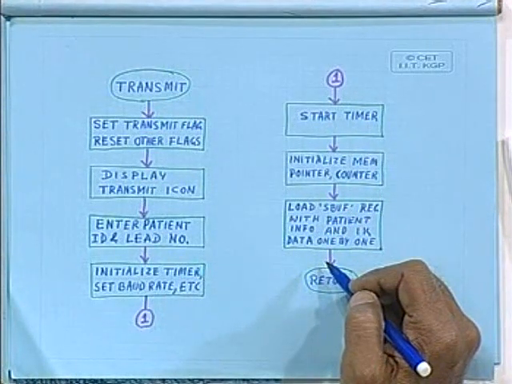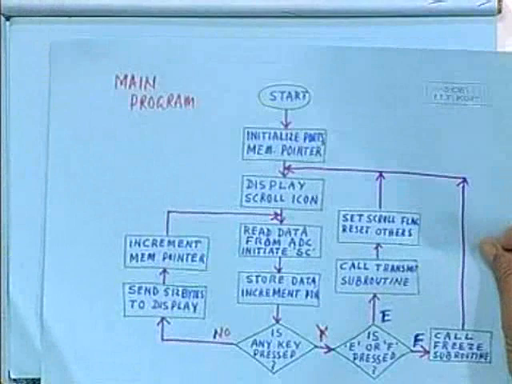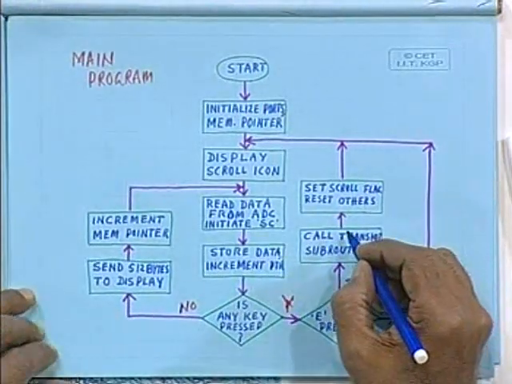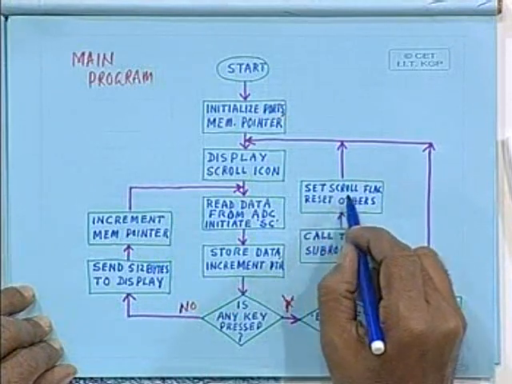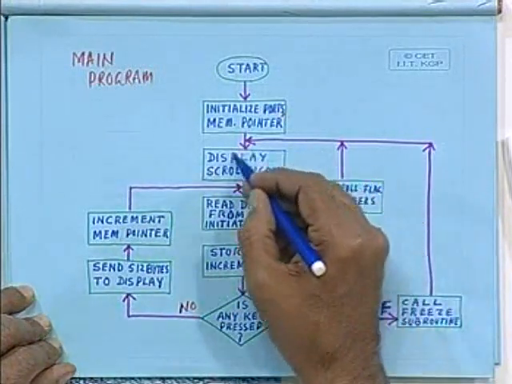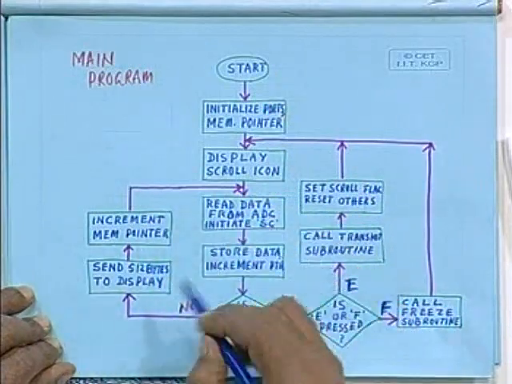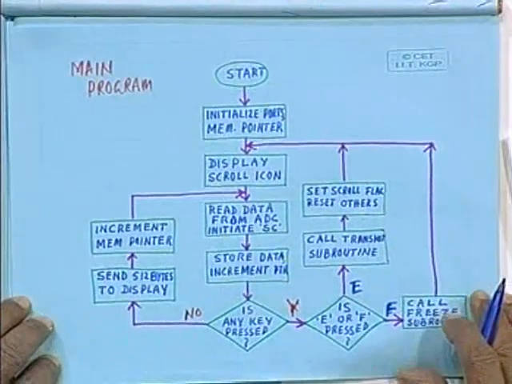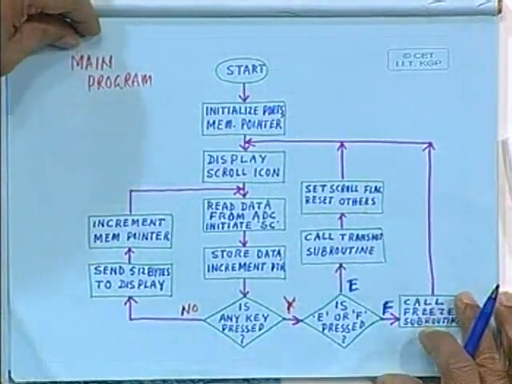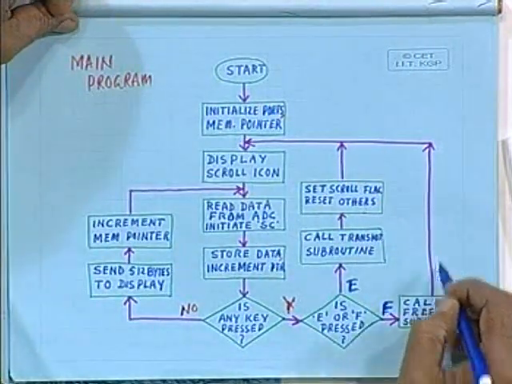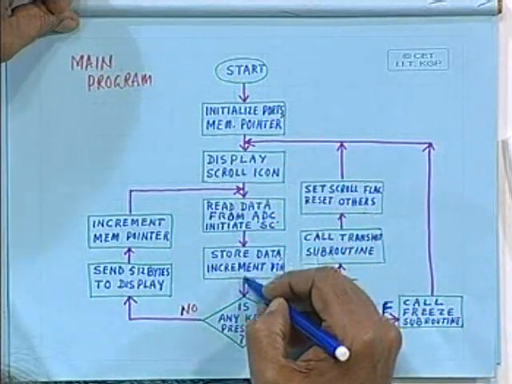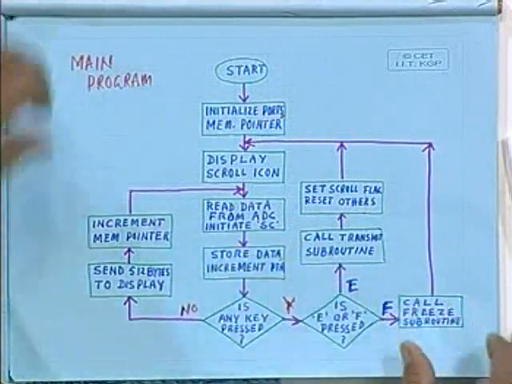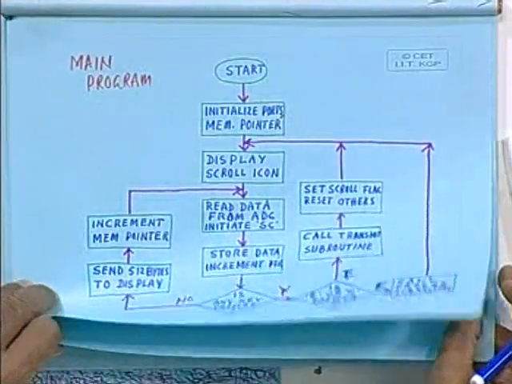Where does it return back? As you can see here, from the transmit subroutine, again, it comes to the set scroll flag and reset others. Then it goes back to the scroll mode. So it comes back to the scroll mode after the transmit operation. Similarly, for the freeze operation also, as you can see here, the subroutine was called from here, so it will return to the same point. So either from transmit mode or from scroll mode, automatically it will return and come back to the scroll mode, and it will keep on showing the data on the screen, that oscilloscope screen.